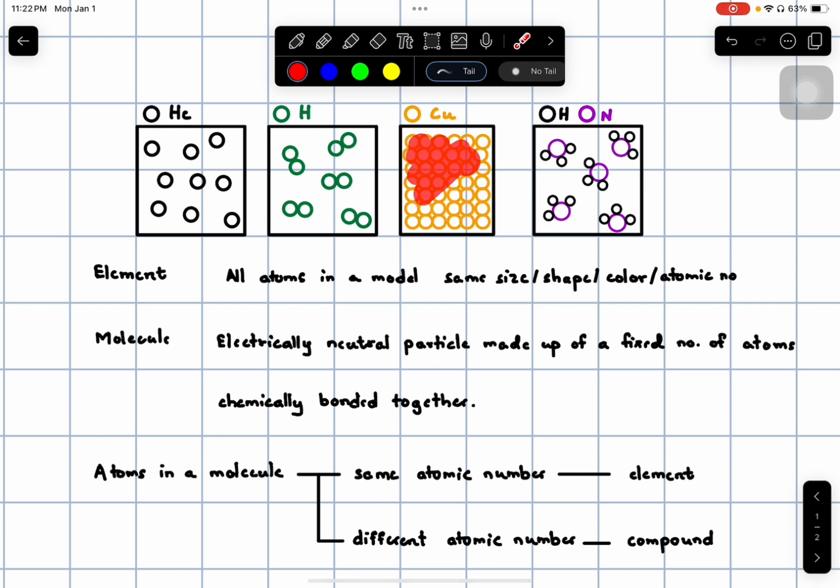If we take a look at a sample of copper, this will be a copper element because all of the atoms in the model, they have the same size, same shape, same color, and most importantly, same atomic number. Let's take a look at our last model here.